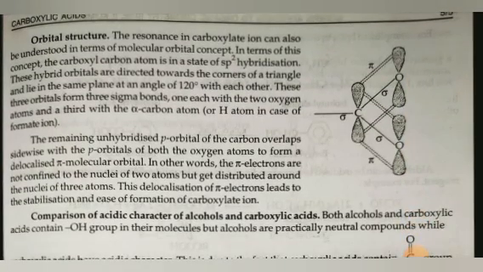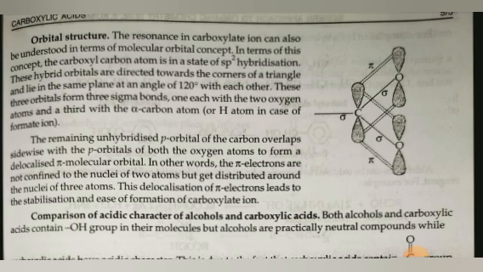Orbital structure. The resonance in the carboxylate ion can also be understood in terms of the molecular orbital concept. In terms of this concept, the carboxyl carbon atom is in the state of sp2 hybridization. These hybrid orbitals are directed toward the corners of a triangle and lie in the same plane at an angle of 120 degrees with each other.